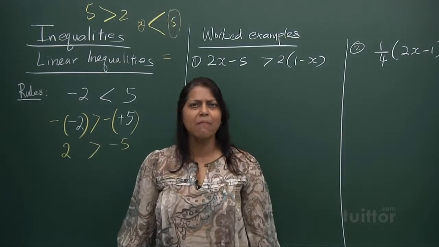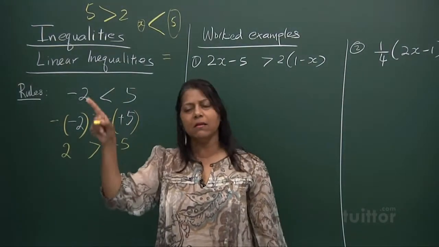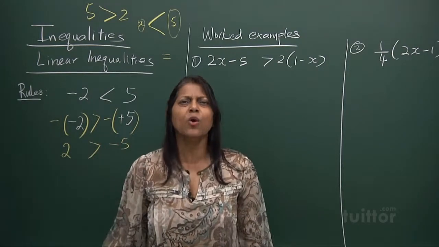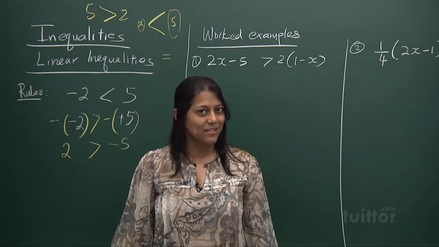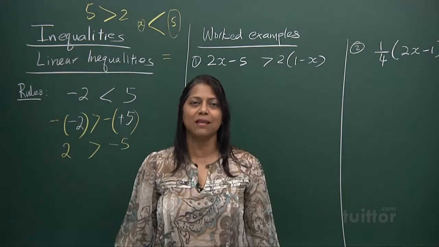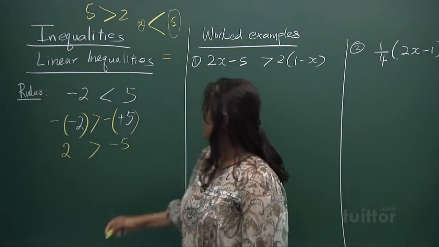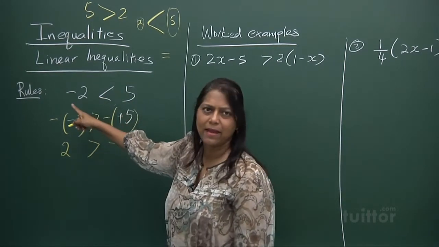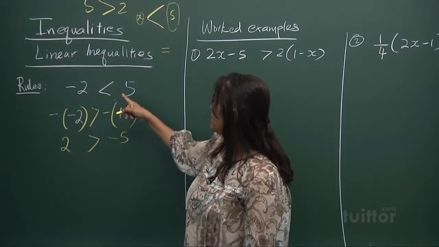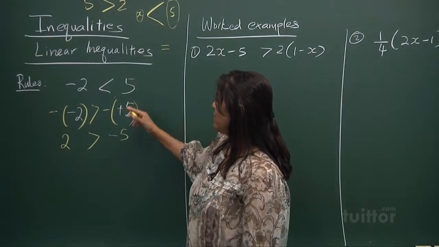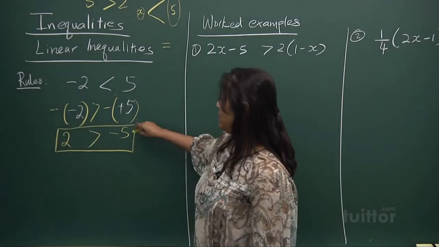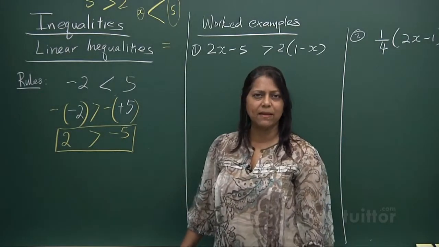So do you need memory to learn by heart bigger, smaller? No need. It's a simple logical reasoning of your shape. Listen, this is the big n. That's the small n. Minus 2 is smaller than 5. So if you multiply both sides, you can see that 2 is bigger than minus 5.